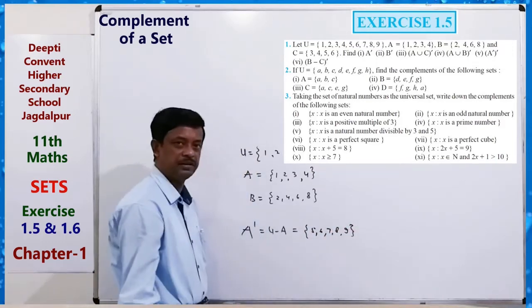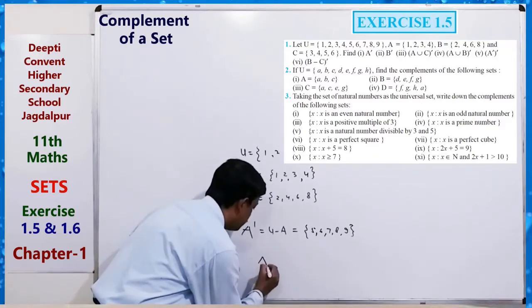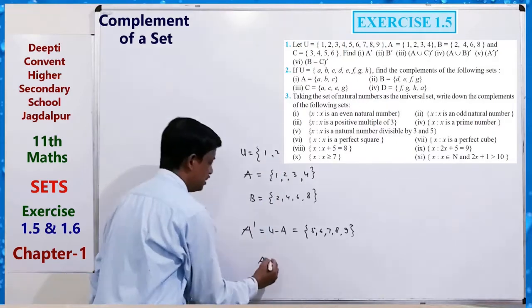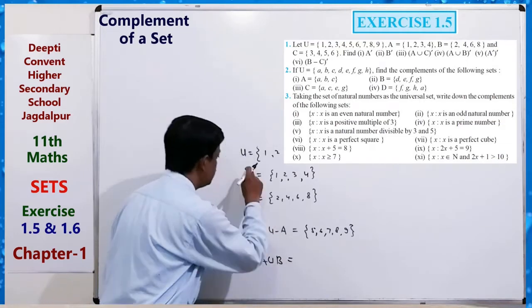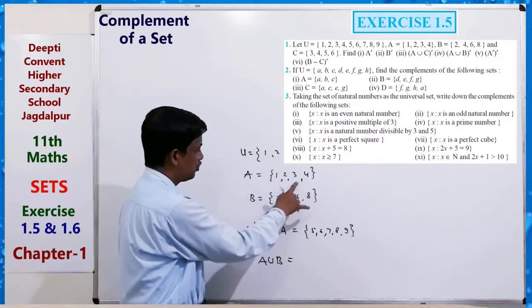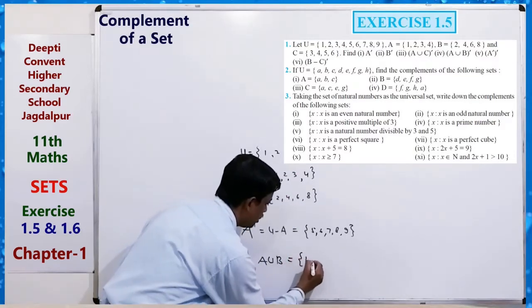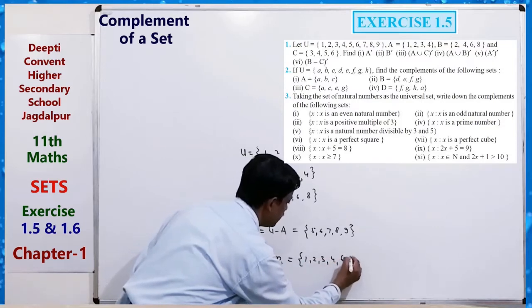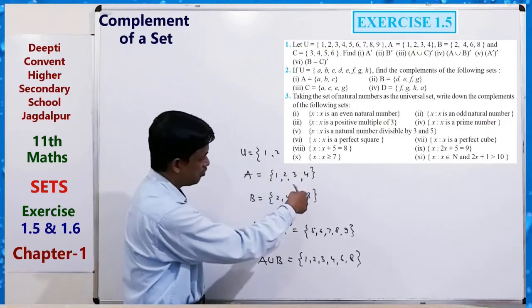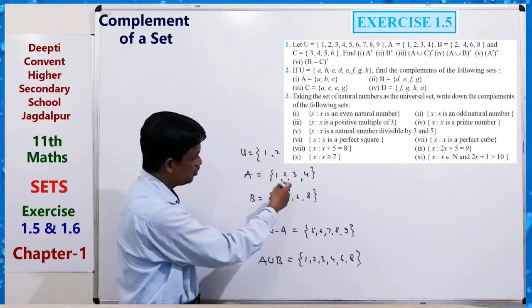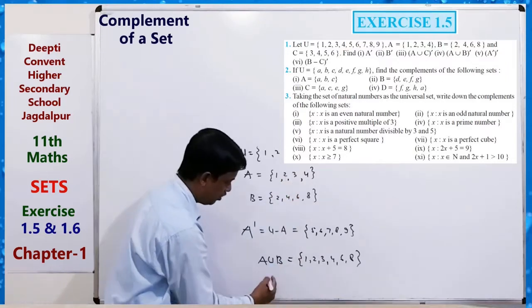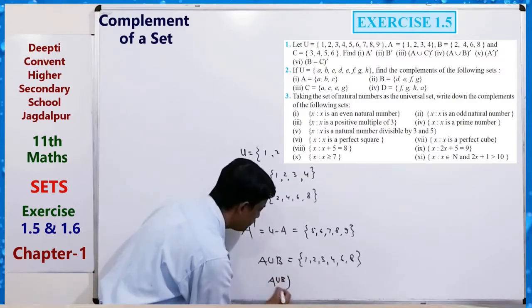This is the complement. Similarly for finding the complement of A union B, (A union B) dash, first of all you have to find A union B. A union B is 1 2 3 4 and 2 4 6 8. This is the union. First of all you have to find the union. Okay, so 2 common, 4 common, so 1 2 3 4 6 8.